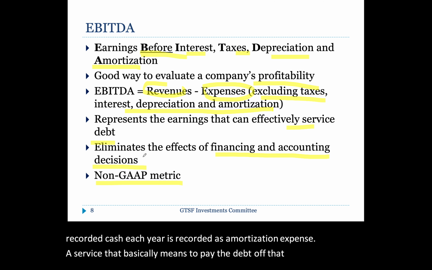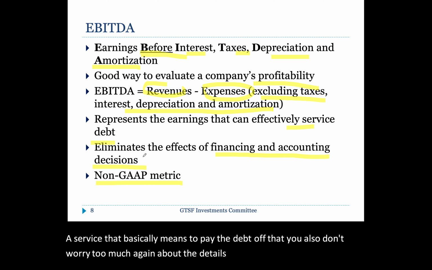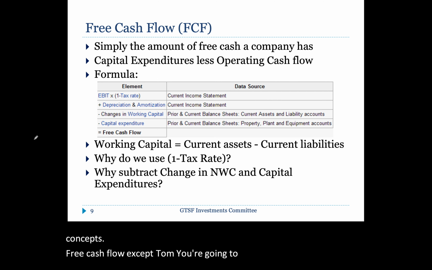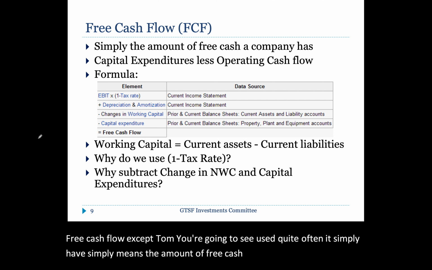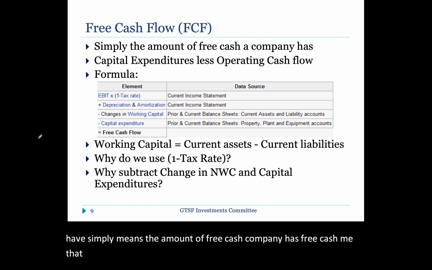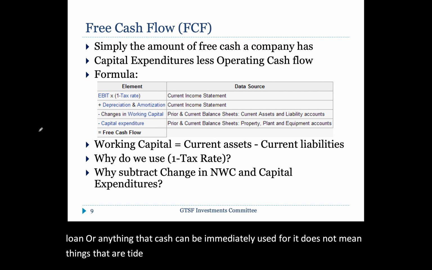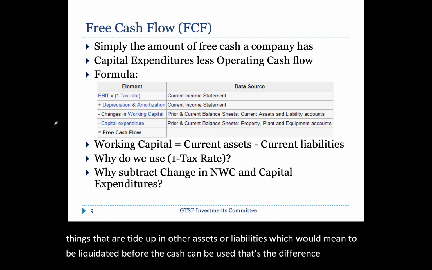So don't worry too much again about the details, just understand the general concepts. Free cash flow, it's a term you're going to see used quite often. It simply means the amount of free cash a company has. Free cash means that cash is completely liquid, that it can be used in terms of a payment or a loan or anything that the cash can be immediately used for. It does not mean things that are tied up in other assets or liabilities, which would need to be liquidated before the cash can be used. That's the difference between cash that's tied up and free cash.